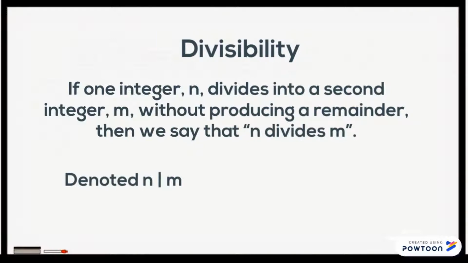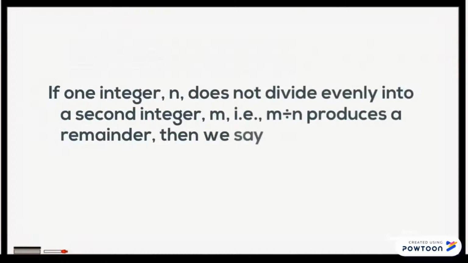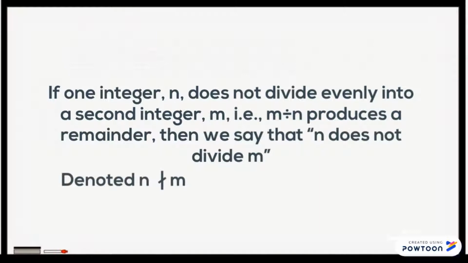If one integer, n, divides into a second integer, m, without producing a remainder, then we say that n divides m. If one integer, n, does not divide evenly into a second integer, m, for example, m divided by n produces a remainder, then we say that n does not divide m.